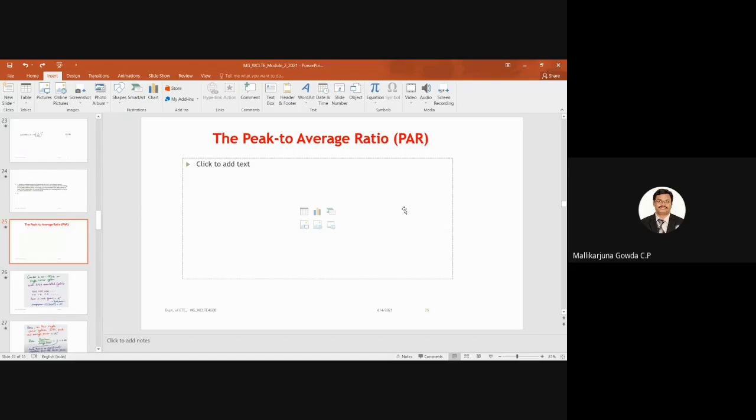So is it possible to say what the peak to average ratio is for a single carrier signal, as I said? Then we'll discuss the value of the peak to average ratio for a multi-carrier signal, that is for an OFDM signal. Quickly, any one of you, is it possible to say what the peak to average ratio is for a single carrier signal? My dear students, are you aware of that or not?